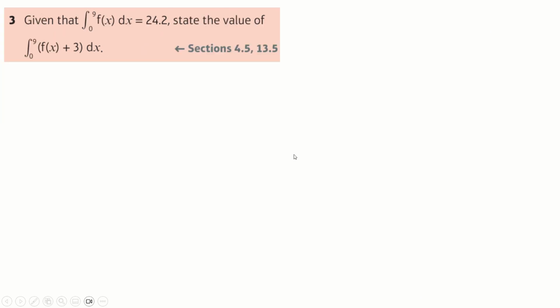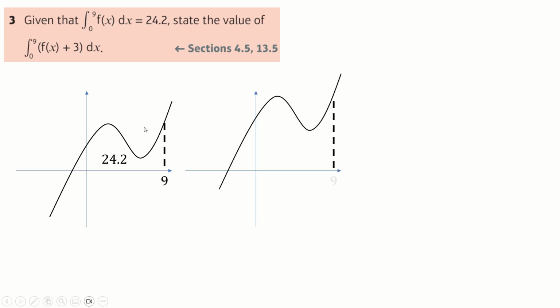Number 3, so we have some integral of some function as area, as answer this between 0 and 9. Now what that means is that the area between 0 and 9 is that number there, for whatever function this is. Now, if you do this, this is moving the function up by 3 units, the entire function. So it looks a bit like this now, where if you put this as 3 here, you've just lifted the function up those 3 units.